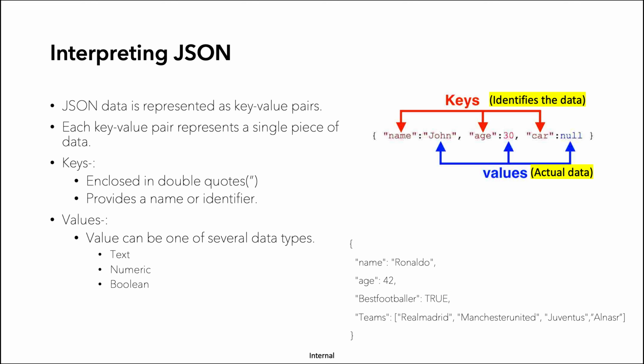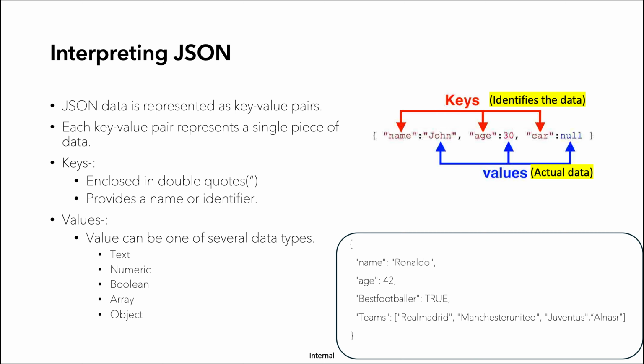Then we have another value type, that is array, which is an ordered collection of values enclosed in square brackets, where each value can be of any data type. For example, the teams which Ronaldo has played for, you can place under an array, like Real Madrid, Manchester, Juventus, Al Nassr, which is currently playing. Then another value type is object, a collection of key value pairs enclosed in curly braces where keys are strings and values can be of any data type. So this entire thing is an object.